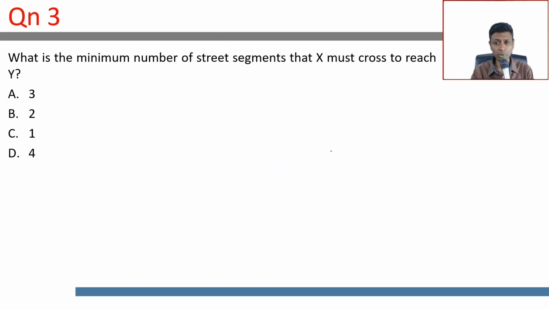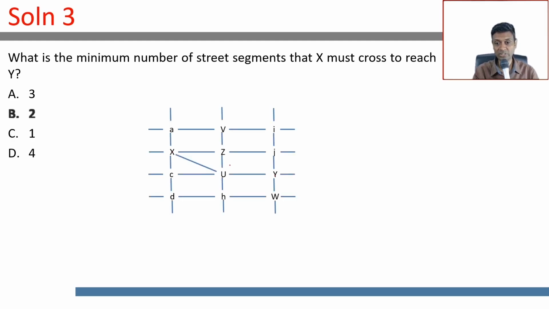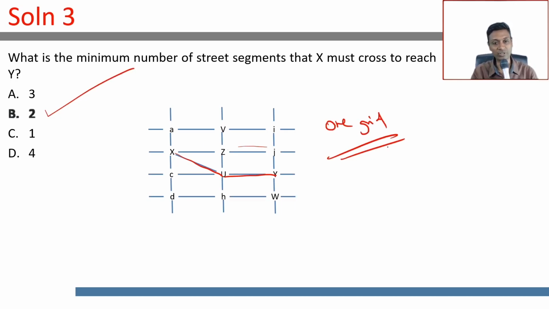What is the minimum number of street segments that X must cross to reach Y? X is here. Y is here. Minimum number: 1, 2. It doesn't have to go like this, 3 steps. 2 steps will do. 2 is the correct answer. Once you've got the grid, and there's only one grid in this answer, then these questions become far simpler.